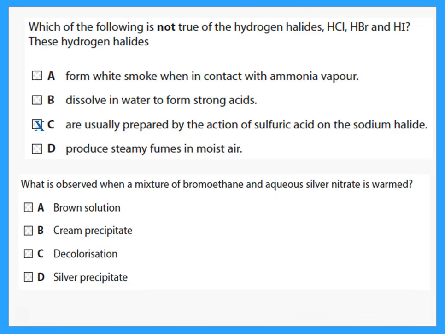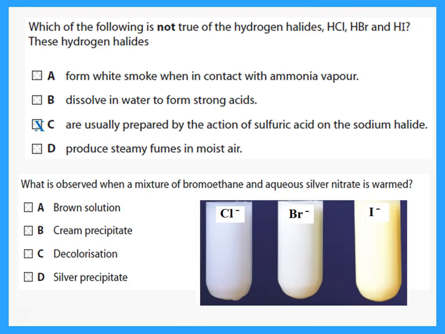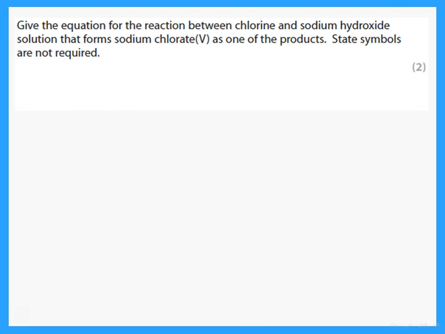Okay, so what is observed with a mixture of bromoethane and aqueous silver nitrate? Now, silver nitrate is reacting with something that has bromide. Remember, we said bromide would give me a cream precipitate.